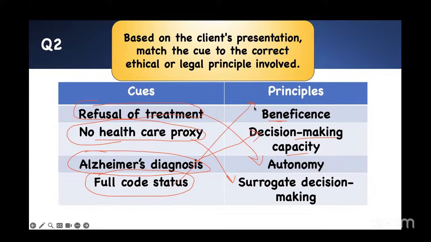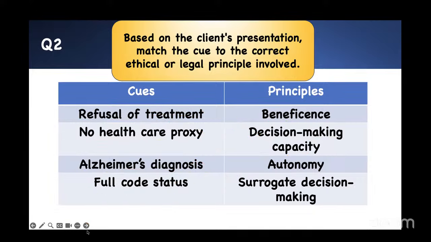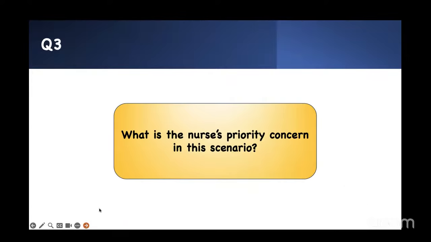We have to know so that we cannot do any harm to you. We have to make sure we can provide every piece of healthcare information to you. So this can be something that the NCLEX will trap you on, but you have to know the diagnosis of Alzheimer's affects decision-making capacity. The presence of a full code is related to what? Beneficence. And then no healthcare proxy is decision-making in terms of surrogate. And the refusal is autonomy. So the patient is demonstrating some principles that we also have to be familiar with.